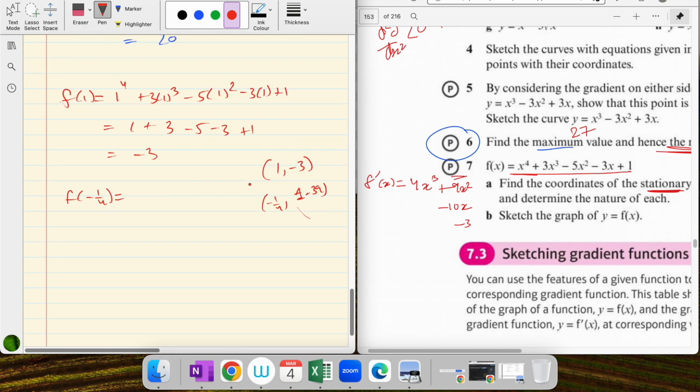So replacing all these values with negative 3. Negative 3 cubed minus 5 into negative 3 squared, minus 3 into negative 3 plus 1, and I'm getting negative 35. So negative 3 and negative 35. So we know these three turning points. Now we have to check the nature.